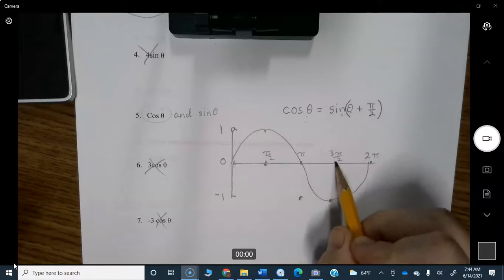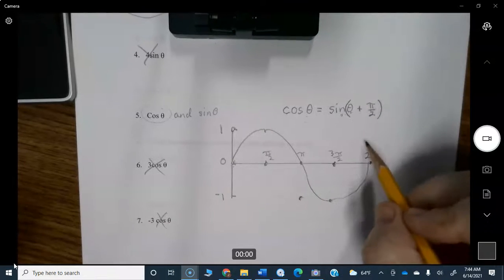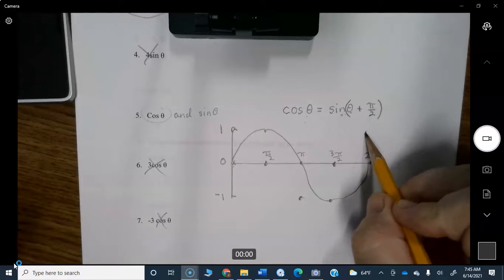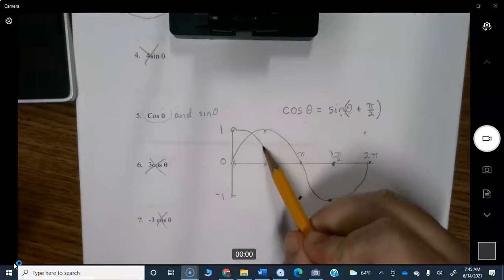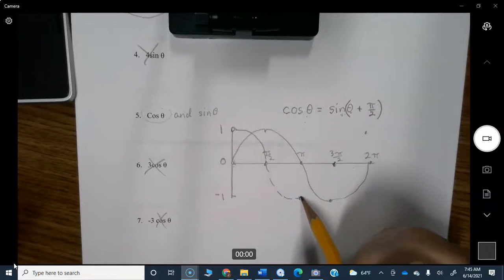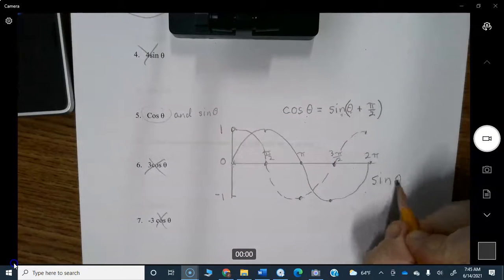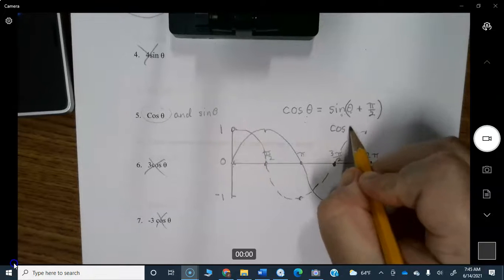Then when you get to here, it's going to go up to 0. That's at the bottom of the circle. And then here, it's going to be back to 1 again. So if we sketch that, it's going to look like this. And let me draw dashed lines so that we can tell them apart. Okay, so this is sine of theta. This is cosine of theta.